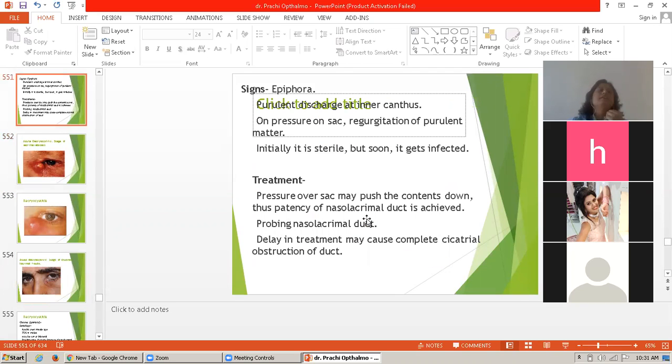When we see the signs, there is epiphora with purulent discharge at the inner canthus, and on pressure on the sac there is regurgitation of purulent matter; initially it is sterile but soon it gets infected. In treatment, pressure over the sac may push the contents down. Thus, patency of the nasolacrimal duct is achieved with probing of the nasolacrimal duct. And delay in treatment may cause a complete obstruction of the duct.